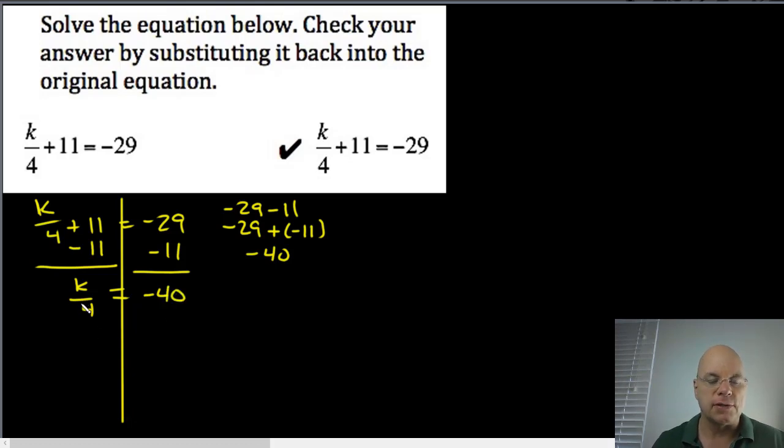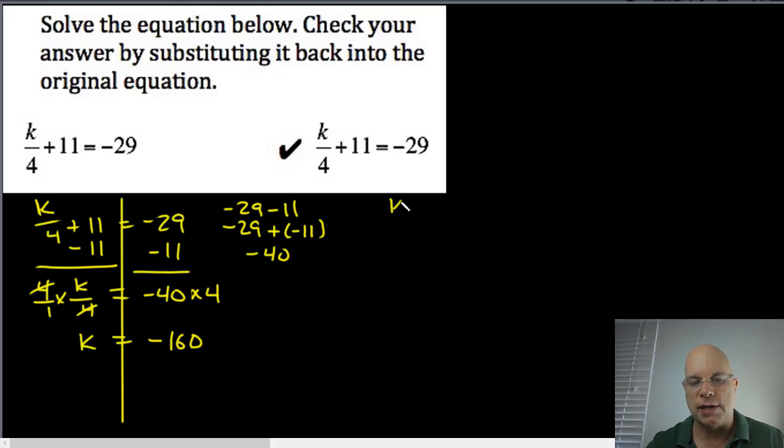Now I want to undo this dividing by 4 with the inverse operation, which is multiplying by 4. Because if I do that, then these 4's cancel, and I'll just get 1k, which is k. But if I multiply my left side by 4, I need to multiply my right side by 4. 40 times 4 is 160, and a negative times a positive is negative, so negative 160. I believe that's the value for k, but we'll check it by substituting it into the original.